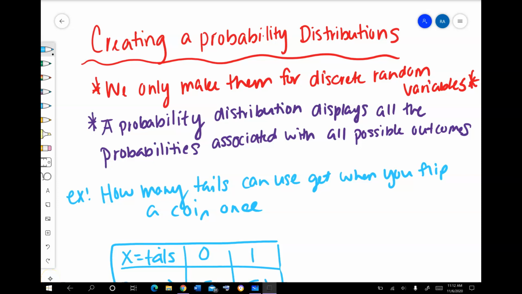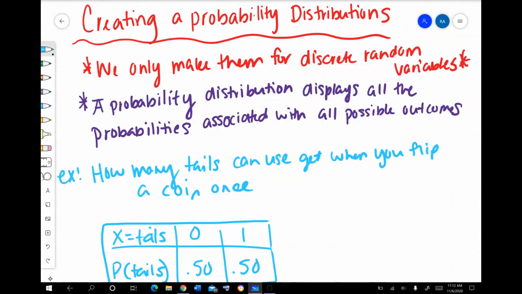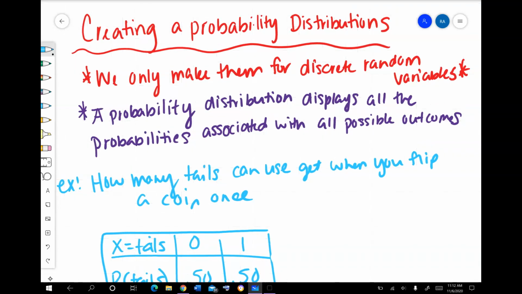All right, so we've talked about what a random variable is, what a discrete random variable is, and what a continuous random variable is. Today we're going to create probability distributions. Now, we only do this for discrete random variables because, as we talked about yesterday, discrete random variables you can count. Continuous goes on to infinity, it's infinite and not finite, so we cannot count it. So we do not make them for those, okay?